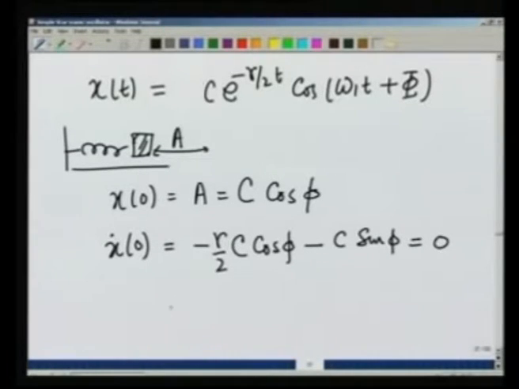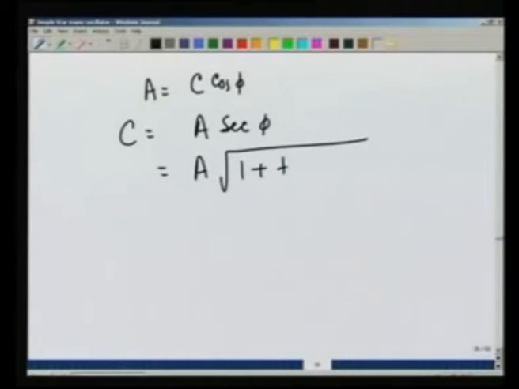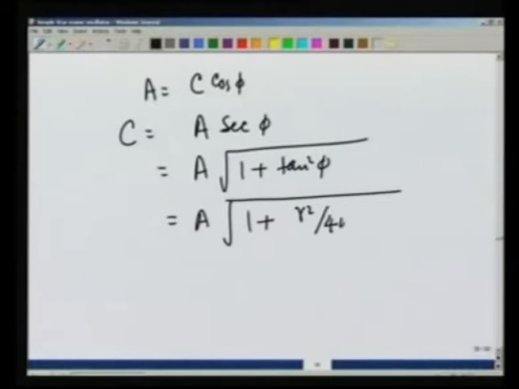This tells me that tangent of phi, there should be an omega 1 here, tangent of phi would be equal to minus gamma over 2 omega 1, and from that I can also calculate what coefficient c should be, since a is equal to c cosine of phi, c is equal to a secant phi, which is a square root of 1 plus tangent square phi, which will be equal to a square root of 1 plus gamma square over 4 omega 1 square, since I have already calculated the tangent.